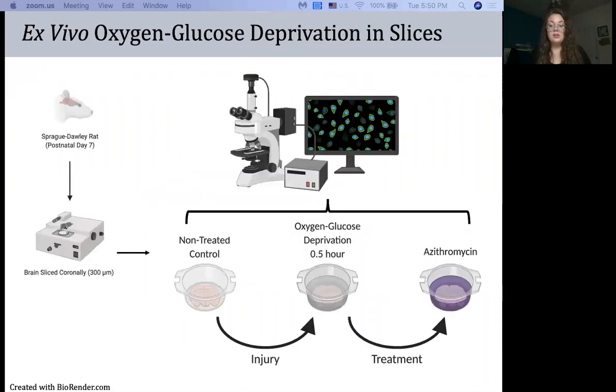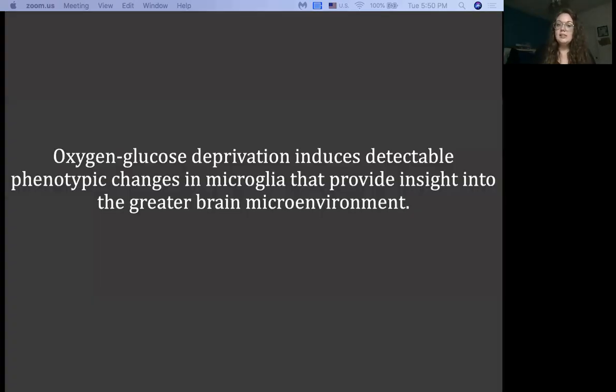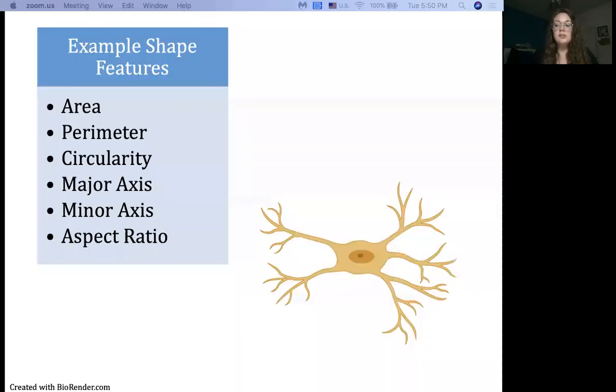So for the oxygen glucose deprivation model, what I had for our pipeline were images of these three treatment groups: the non-treated control, the injured oxygen glucose deprived group, and then the treatment group. And the hypothesis that I was looking to answer is that oxygen glucose deprivation induces detectable phenotypic changes in microglia that provide insight into the greater brain microenvironment. So I took those example shape features that I talked about earlier, ran that on all of our cells, which is thousands of cells, and then we found something significant in circularity, which was exciting.